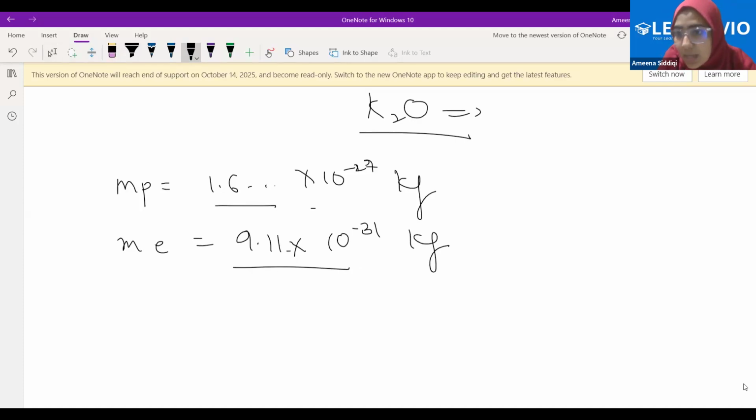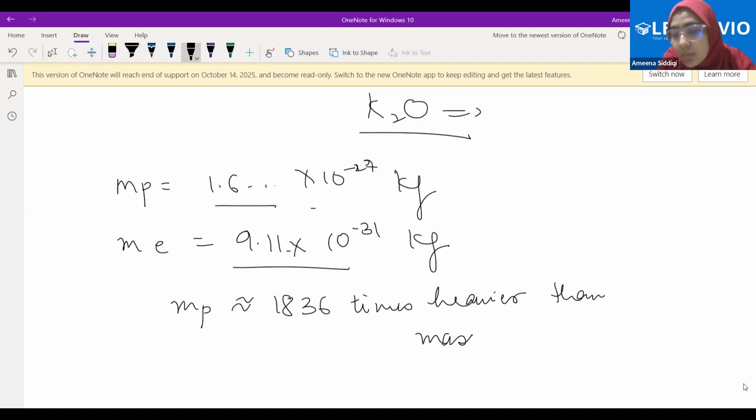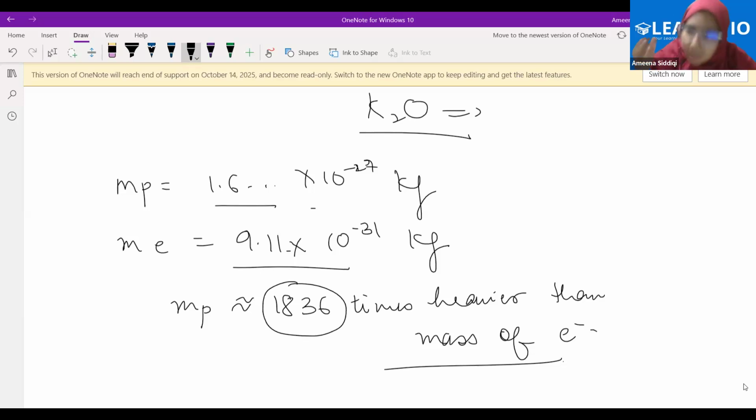When we compare these two values along with their notations, we get that the mass of a proton is approximately 1,836 times heavier than the mass of an electron. That's it. So please correct this. The proton is 1,836 times heavier than the electron. Please correct this. This could be asked in an objective form question. Fine.